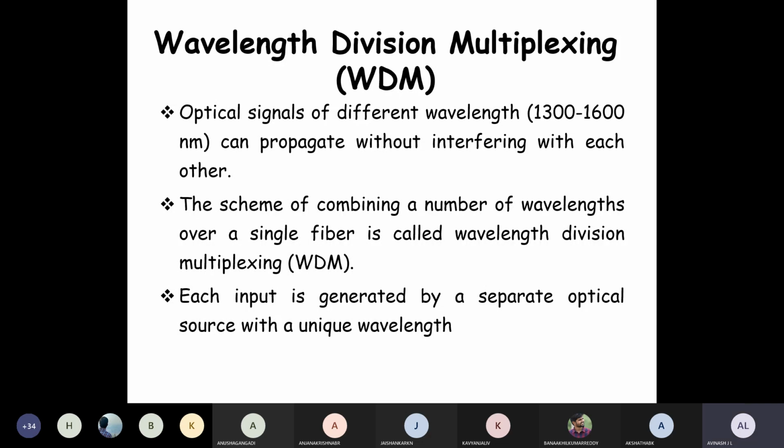Hello, am I audible? Can anyone tell me what is the meaning of multiplexing?